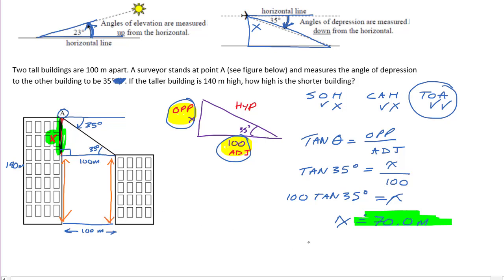So all we got to do is just take the height of the big building, 140, subtract the height of X, which is 70, and we get approximately 70 again. So that's our answer. About 70.0 meters is the height of the smaller building. 70, right? Because this side over here would also be about 70 because X is 70. All right, let's take a look at another example.